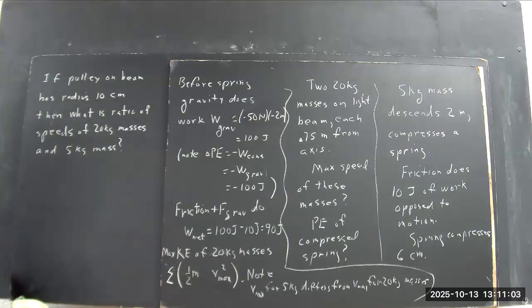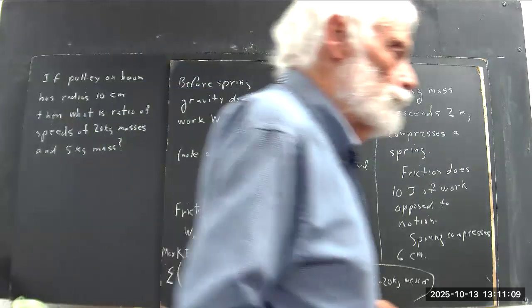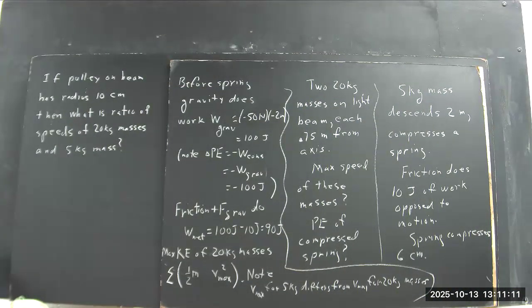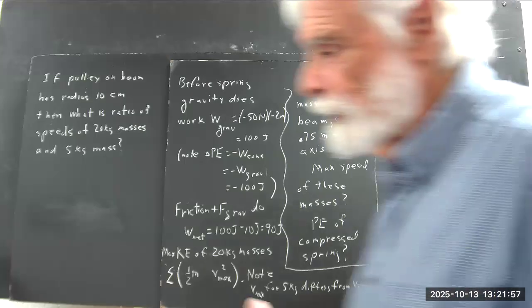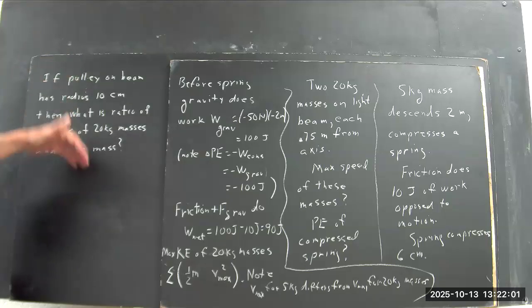The ratio of the speeds of the 20 kilogram mass to the 5 kilogram mass. This gets into the geometry of a circle and a few simple relationships that you know, but I'm going to give you a minute to think about that and see if you can put that together. Okay, I think it's not obvious what that ratio ought to be or how you would even reason it out.